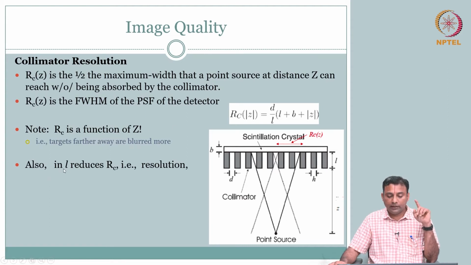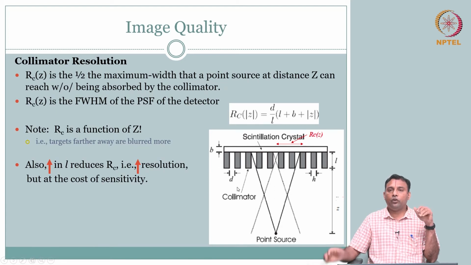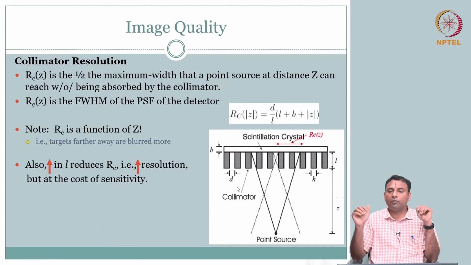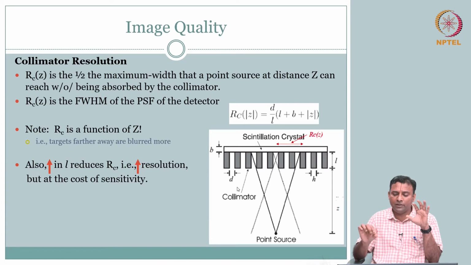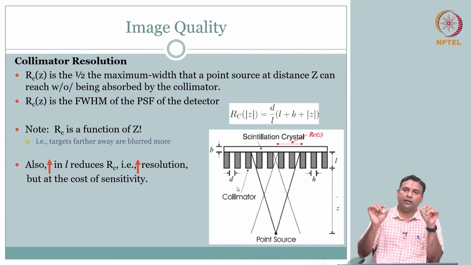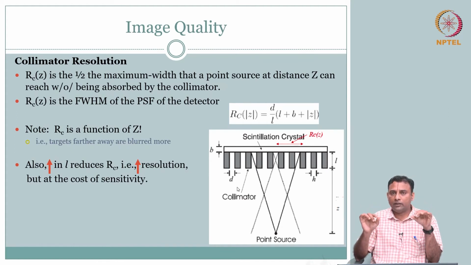Also you notice, as L increases, RC reduces. That means as L increases, your resolution is becoming better. But what is the downside? Sensitivity. Why? Because if it is becoming taller, you are going to reduce the number of photons that can come through. Very similar to our grid ratio that we talked about. The same variables B, H and all are used, but go look at that, that was in a different context.